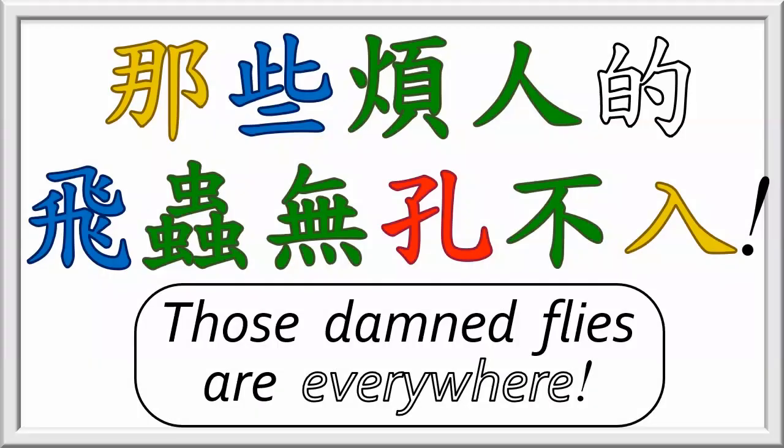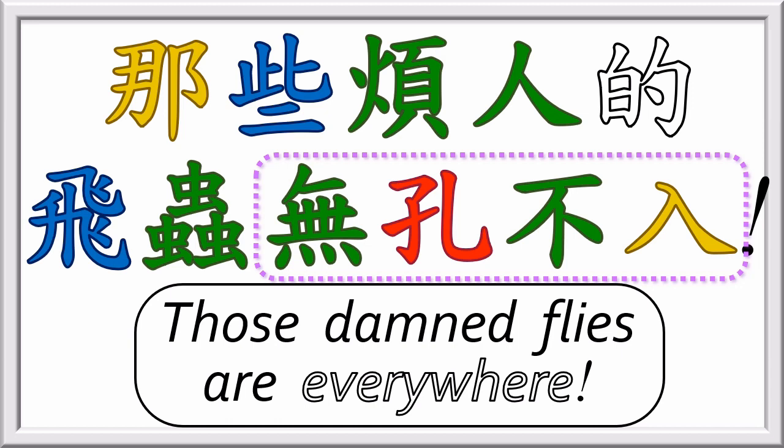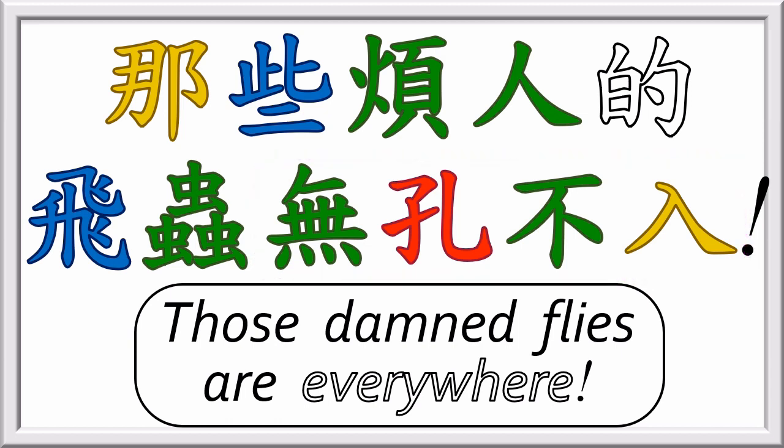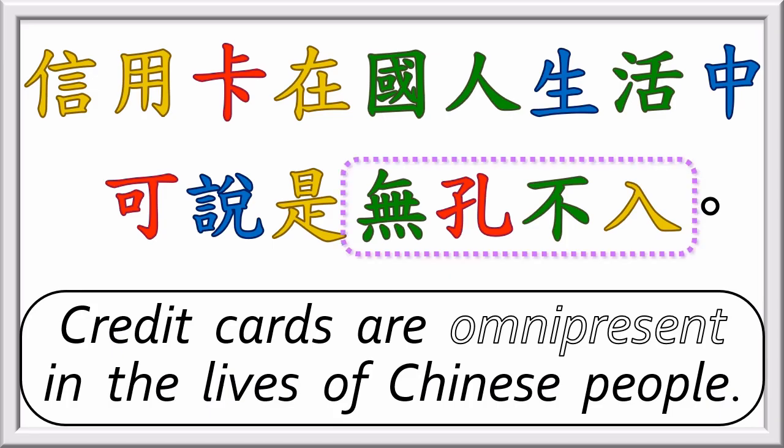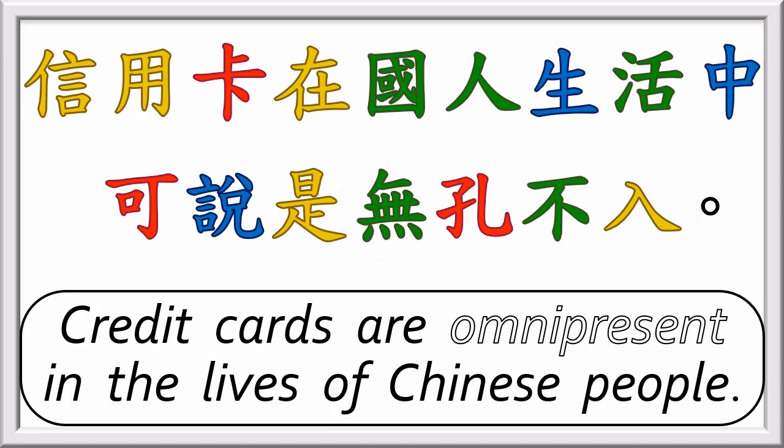Returning to our new character, 孔, we have another 成语, meaning all-pervasive, or appearing everywhere, such as odors or ideas. This idiom is 无孔不入. 那些烦人的飞虫无孔不入. Those damn flies are everywhere. 信用卡在国人生活中可说是无孔不入. Credit cards are omnipresent in the lives of Chinese people.